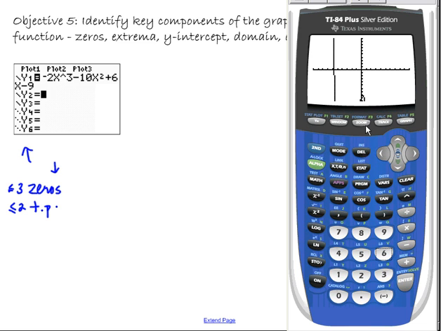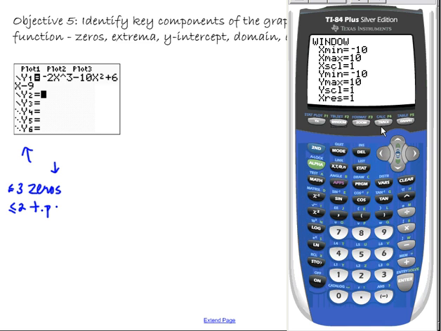and the y min. So if we go to our window setting and change our y min, and right now I'm just going to guess, let's put in negative 50. If this doesn't work, then I'll go to the table. Our y max will keep the same, and maybe our scale is counting by 5s. And now let's look at the graph.